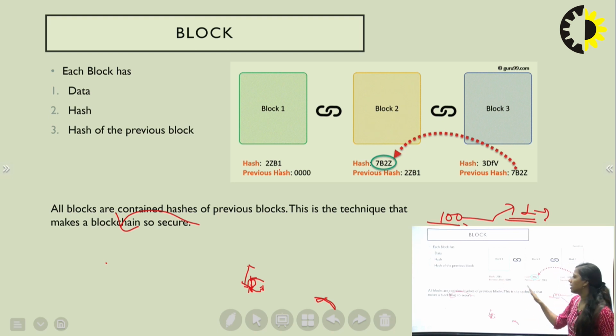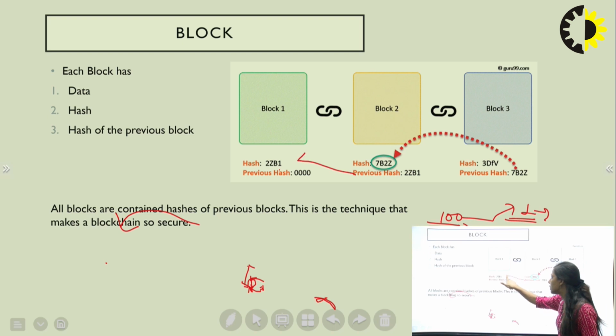Now coming to the next block, what would it have? It would have the hash value of the previous block. So this is how the linking is done between the blocks in blockchain technology. We are saying that it is a linking of blocks. So how are we doing this linking? We are linking using hashing, meaning we store the hash of the previous block.